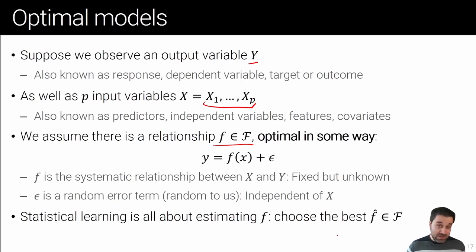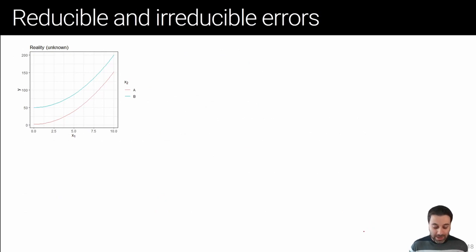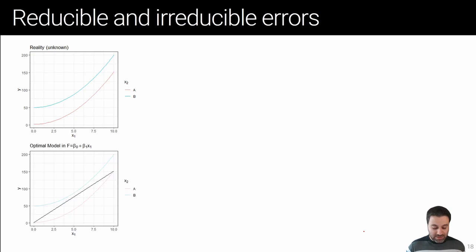And so statistical learning is all about estimating this f, this optimal model. Choose one estimate f hat from the class of models that is the best one in a certain way, or is as close to this optimal model as it can possibly be. Let's see with a little bit more detail. So again, we have here the picture of our reality. Let's say this is the optimal model again.